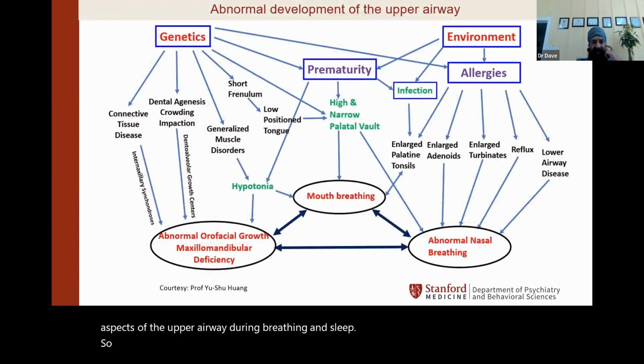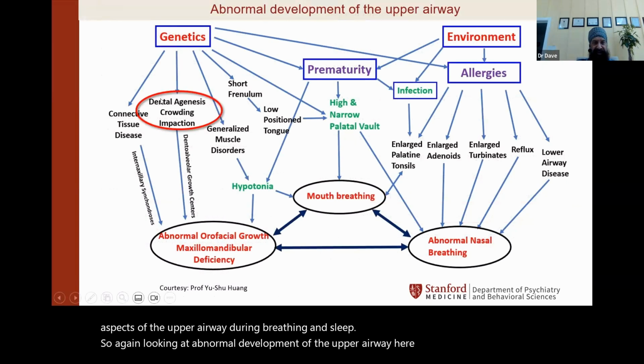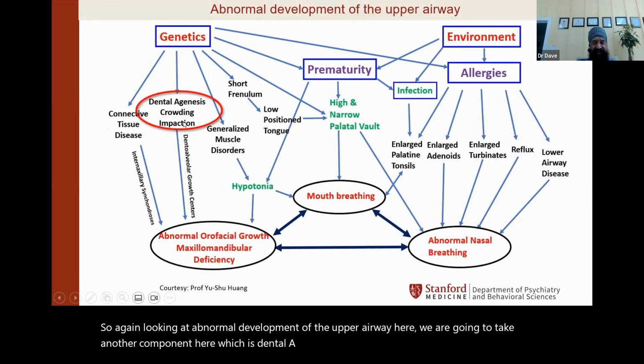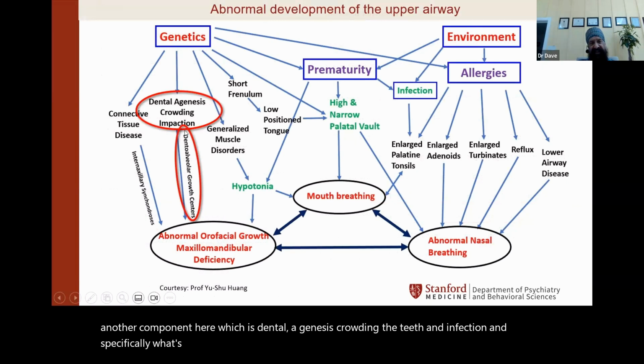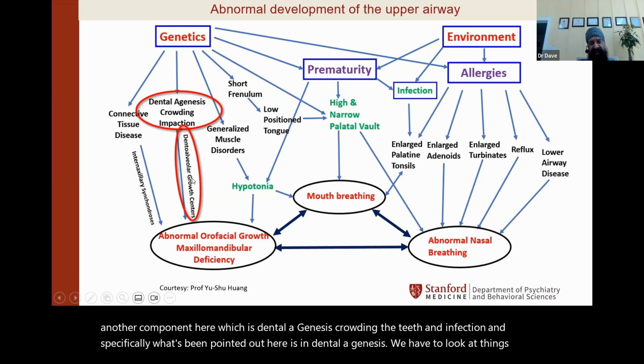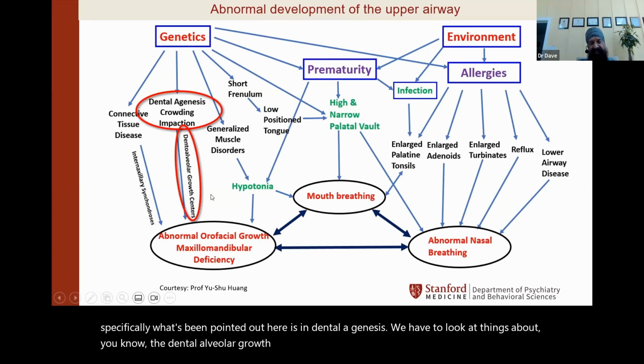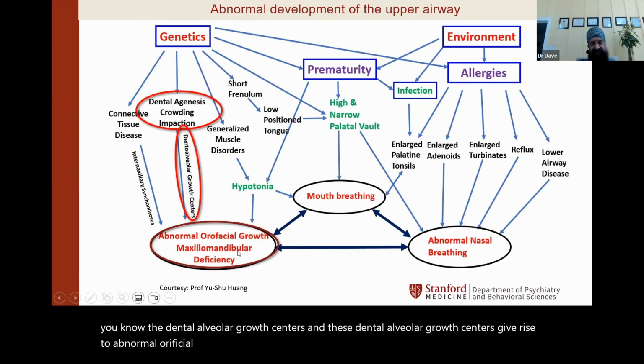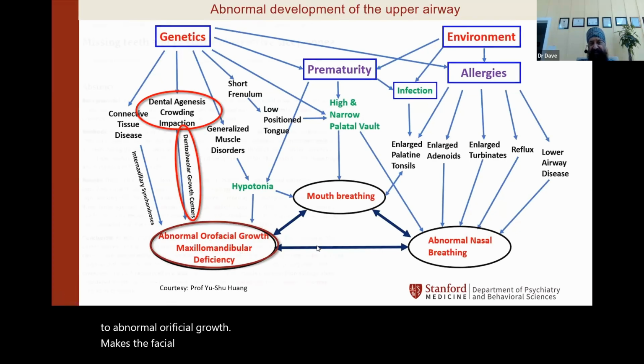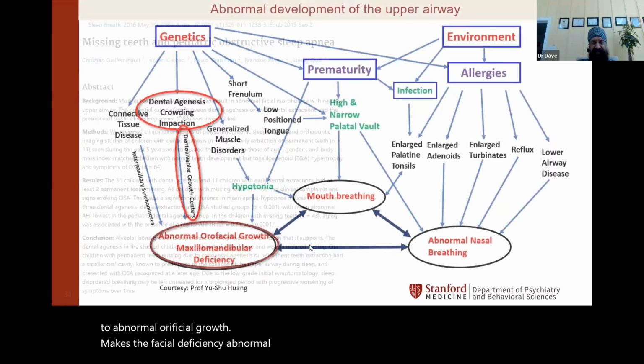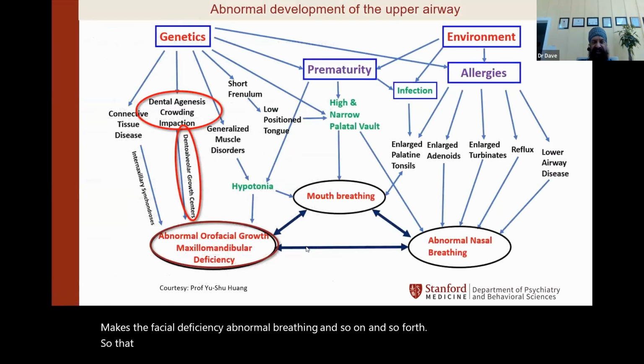So again, looking at abnormal development of the upper airway, we are going to look at another component, which is dental agenesis, crowding of the teeth, and impaction. Specifically, in dental agenesis, we have to look at the dental alveolar growth centers. These give rise to abnormal orofacial growth, maxillofacial deficiency, abnormal breathing, and so on and so forth. So that is an area for discussion here.